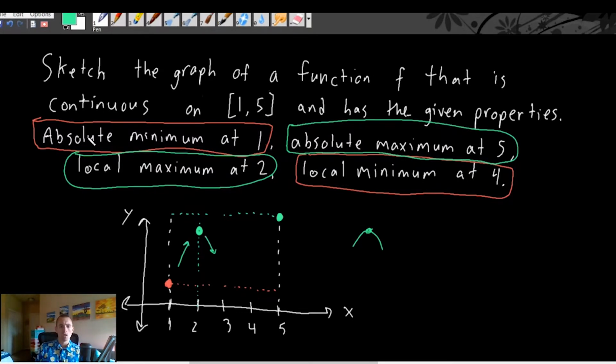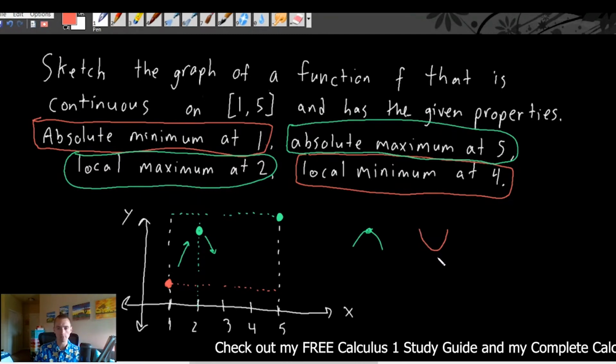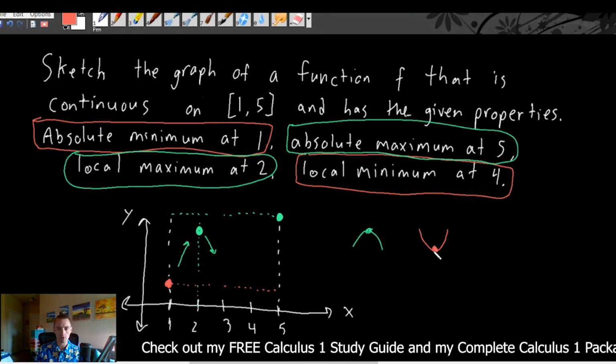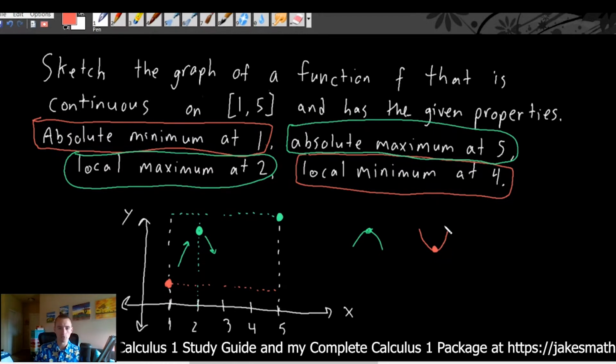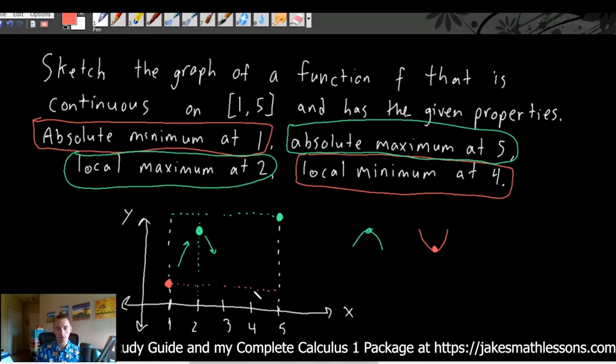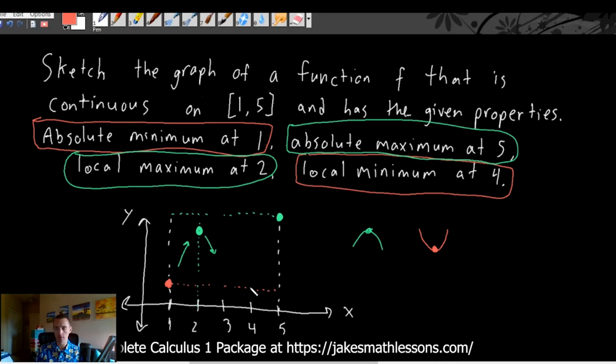Okay. Then we are going to have a local minimum at 4. So similarly, we need to create a local minimum at x equals 4, which is going to be more of a U shape, where we come down from the left, hit our local minimum at the very bottom of this U, and then go up to the right. So that's going to be at x equals 4. And again, it doesn't really matter where we put this point height-wise. We just need to make sure it's above this red dotted line down here, and below this greenish blue dotted line up here.